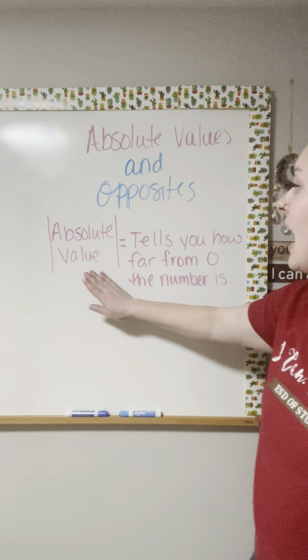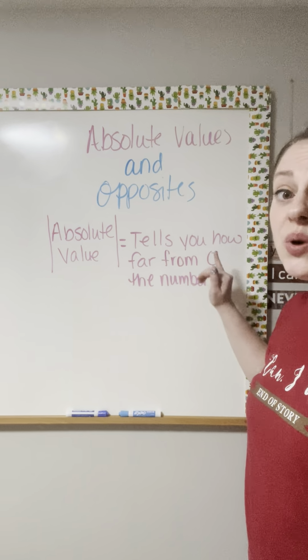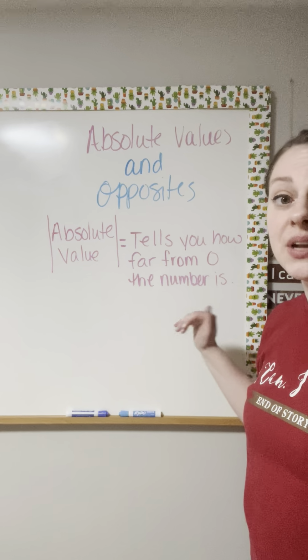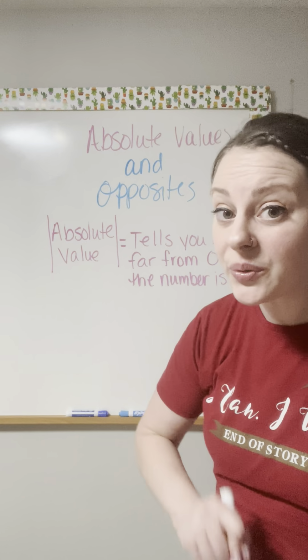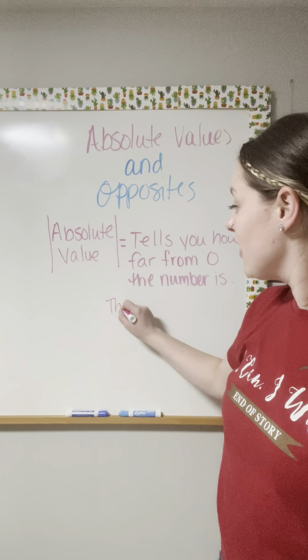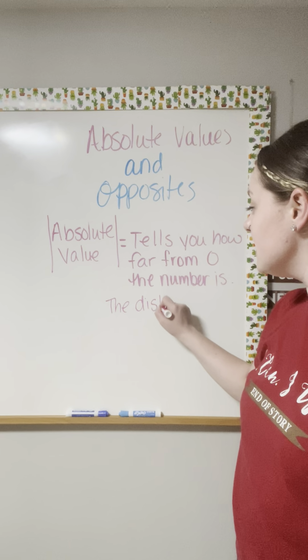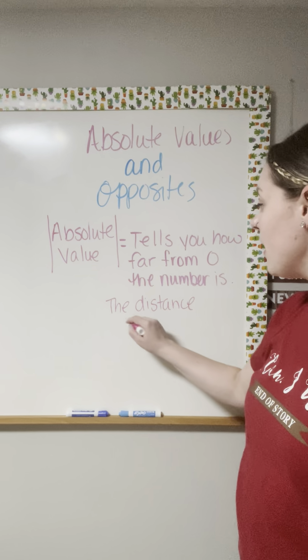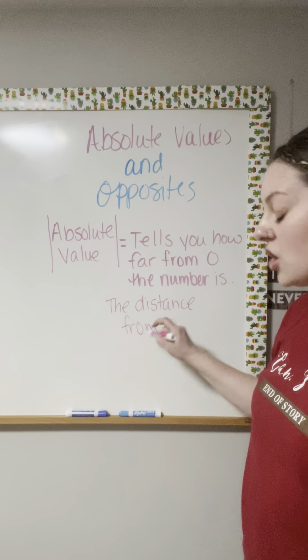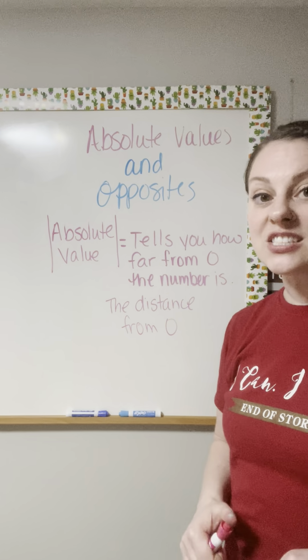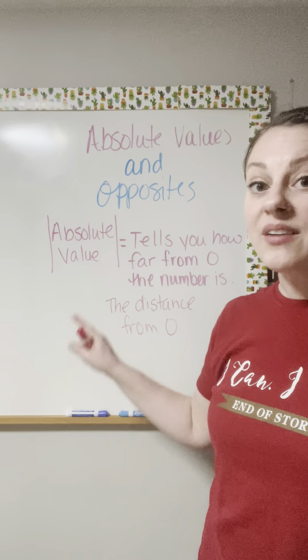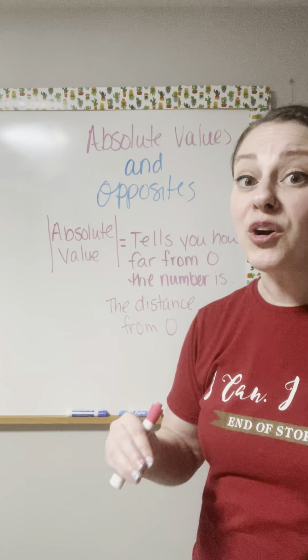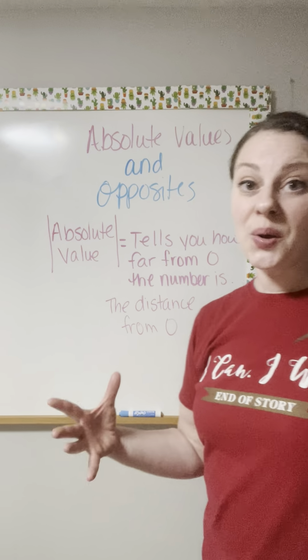So absolute value tells you how far from zero the number is. It tells you also, this is another way to say it, the distance from zero. So absolute value is just measuring how far whatever number is inside of these lines is from zero. So let's talk about that.